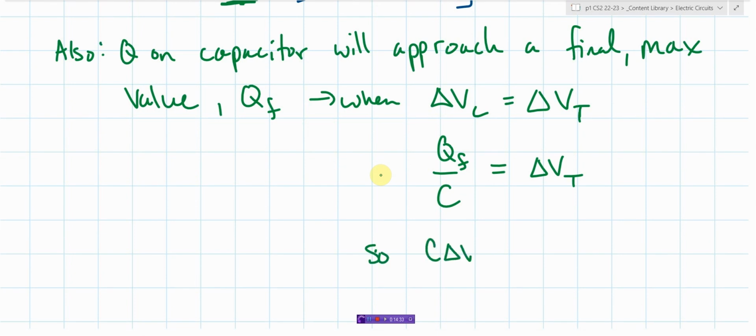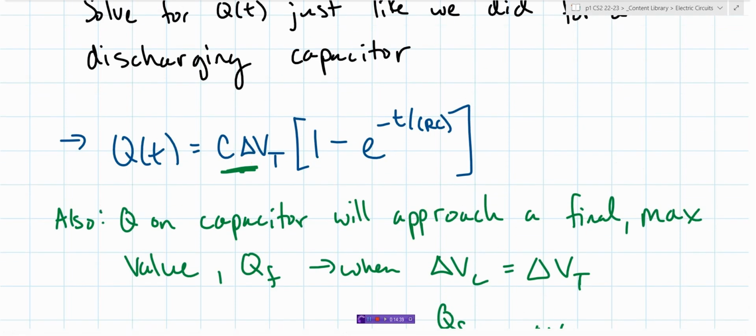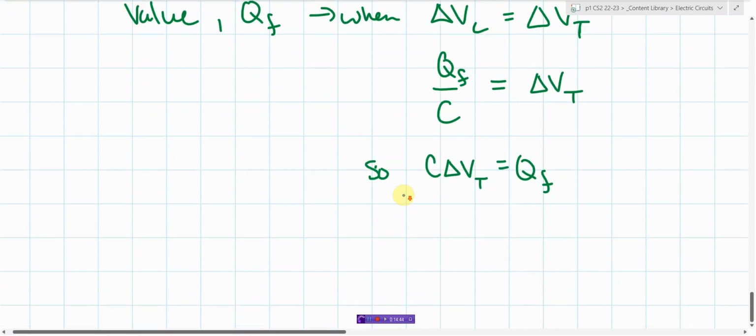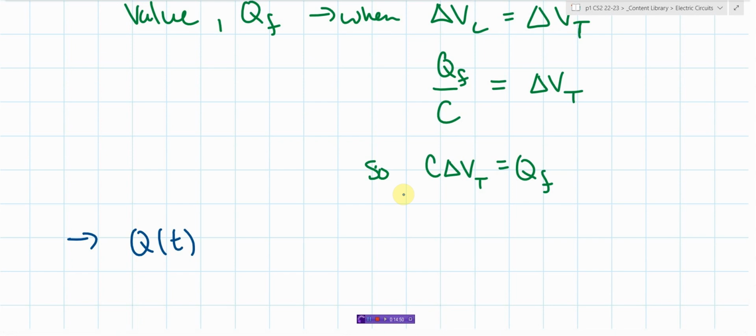So C delta VT equals final Q, which means I'm going to take my equation here and just replace the C delta VT with QF instead. Okay, so the charge on the plates as a function of time should be some final amount, which is what you would get with VT across the capacitor, times 1 minus e to the negative t over, hey, there's that time constant again, by the way.